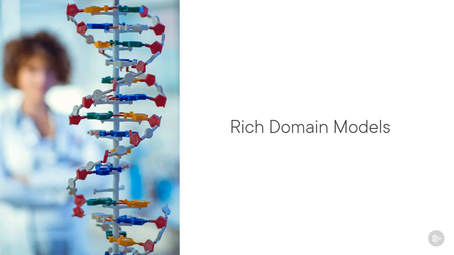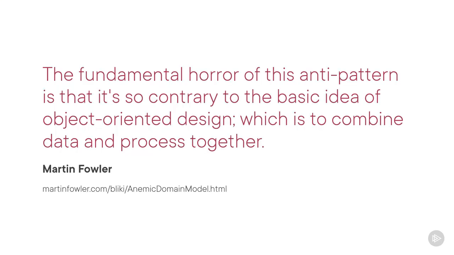What we aim for then is rich domain models, not anemic domain models, when we are modeling our domain. Rich domain models will represent the behaviors and business logic of your domain. Classes that simply affect state are considered an anti-pattern in a domain model and therefore get the nasty label of anemic, even though they are perfectly fine in a CRUD model. Martin Fowler doesn't mince words when it comes to anemic domain models, saying the fundamental horror of this anti-pattern is that it's so contrary to the basic idea of object-oriented design, which is to combine data and process together.